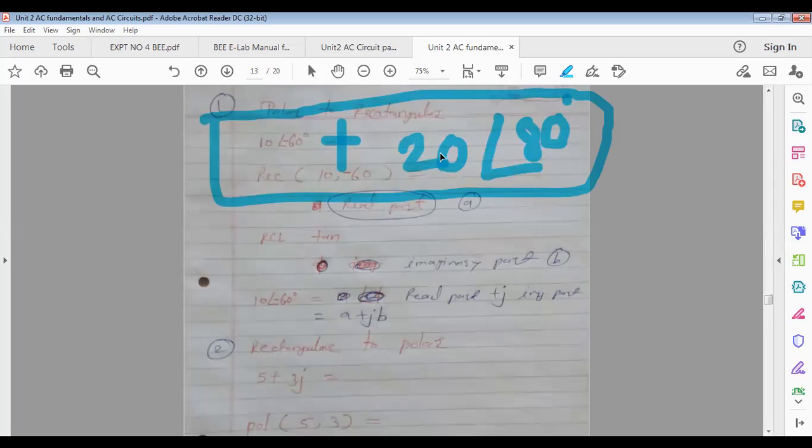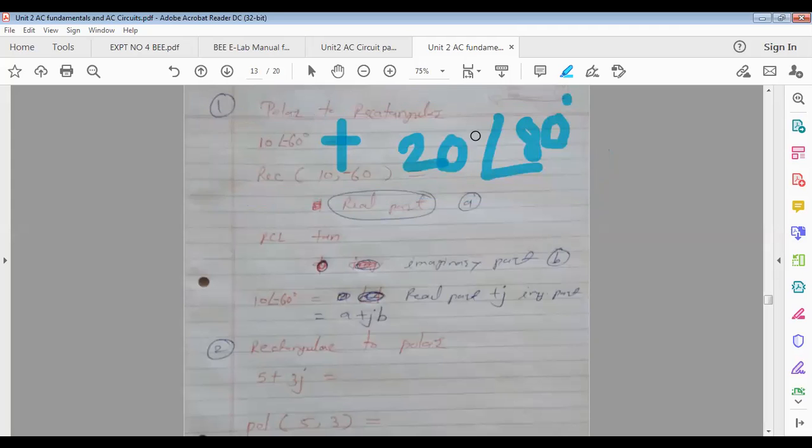For addition, terms must be in which form? Rectangular form. But given here are in which form? Polar form. So what do you have to do first? Polar you have to convert into rectangular, and then you can add. Got it?